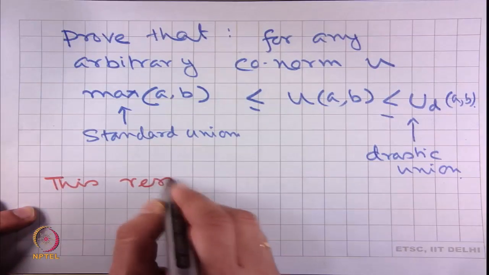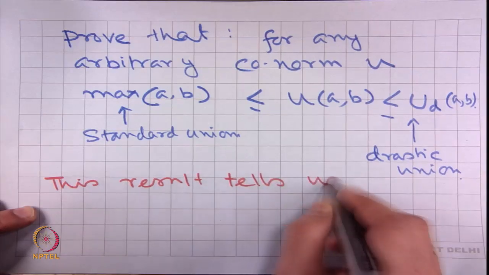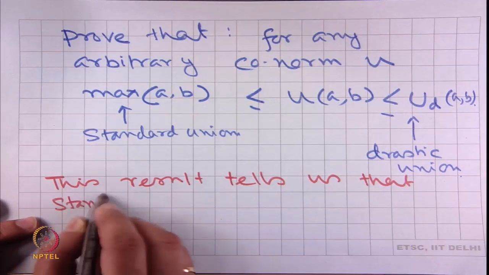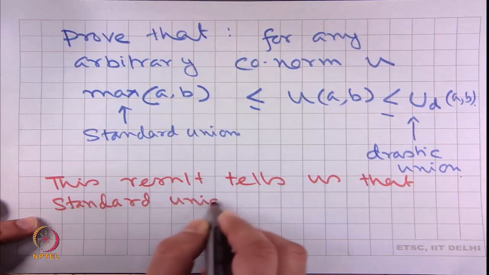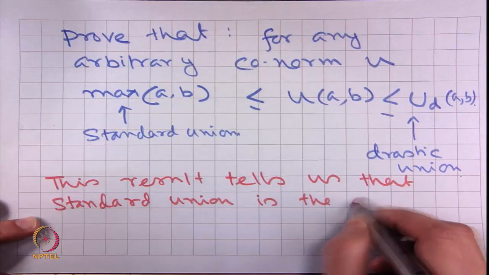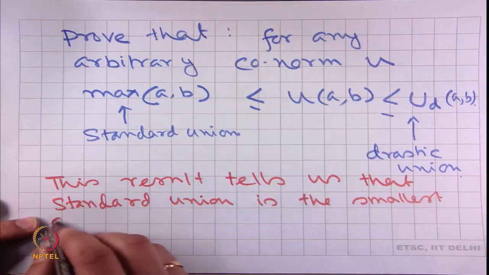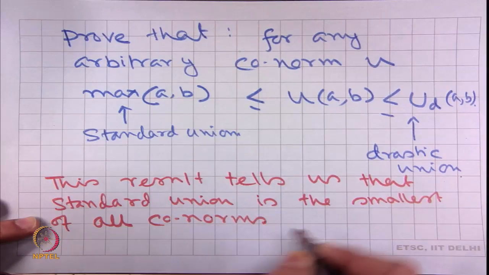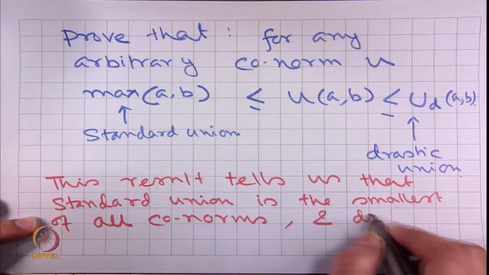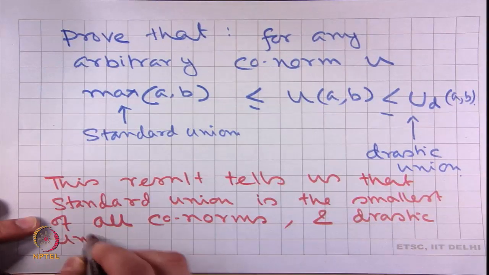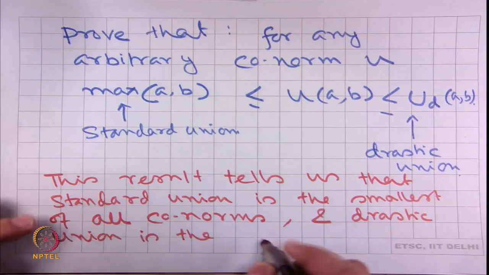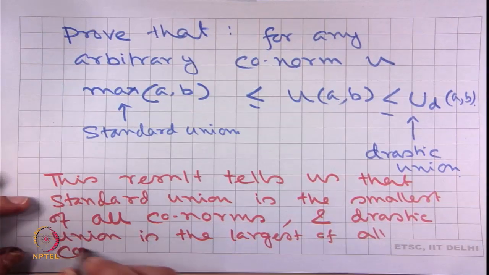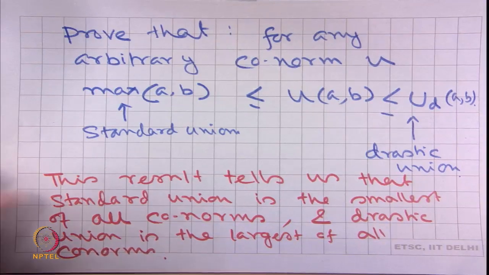This result tells us that standard union is the smallest of all unions and drastic union is the largest of all conorms.